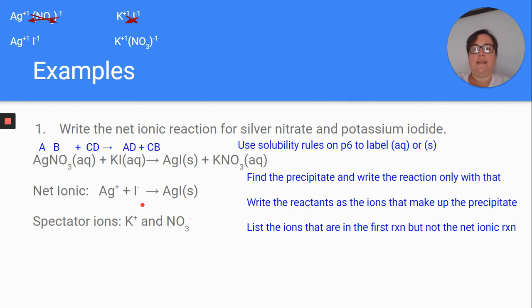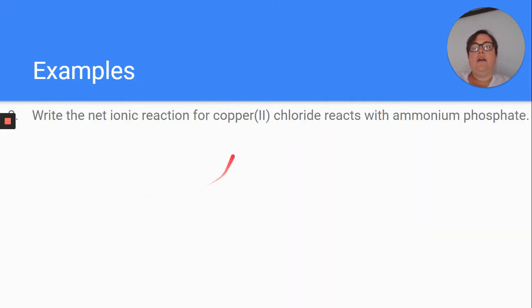Let's look at another example. Here we have copper 2 chloride. Remember, the Roman numeral is the charge that's on the copper. So that's Cu +2 because of that Roman numeral. Chloride, IDE, is an element.